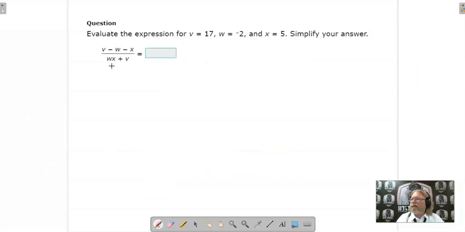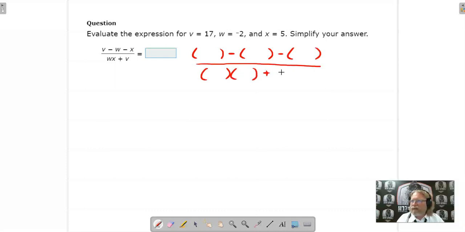Wow, it's getting bigger, isn't it? I'm going to start substituting: some number minus some number minus some number, all over some number times some number plus some number. Now let's start filling all that in.